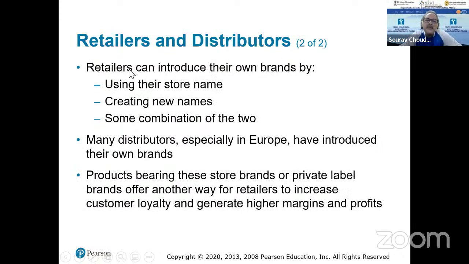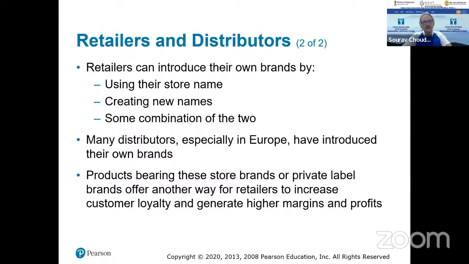Retailers and distributors: retailers can introduce their own brands by using the store name, creating new names, or some combination of the two. The retailers themselves can make their products. Suppose like Big Bazaar, like DMart, like Reliance, they have their own private label products. They can give their own name, Reliance, or they can create a new name. If you know this retailer called DMart, or Amazon or Grofers or Big Basket, they have their own products. Big Basket has BB as a brand. Correct. Amazon also has their brands.